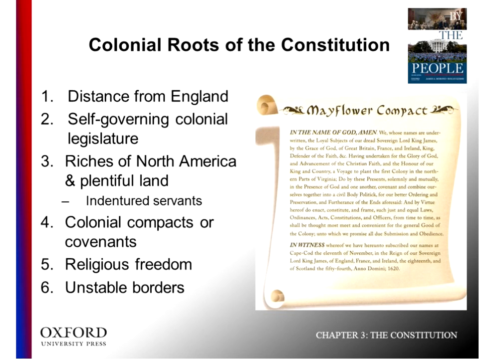Now, there were also what we refer to as the riches of North America and plentiful land. So even though colonial America was not an equal society, it actually was a land of what we call extraordinary social mobility. Keep in mind that we had indentured servants, we had slaves, we had quite a few people that were very well below those who owned land or those who were business people.